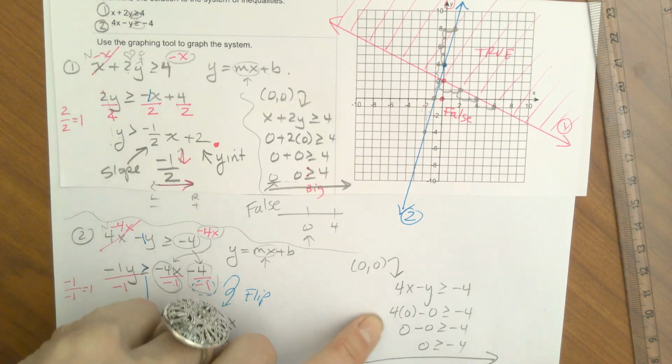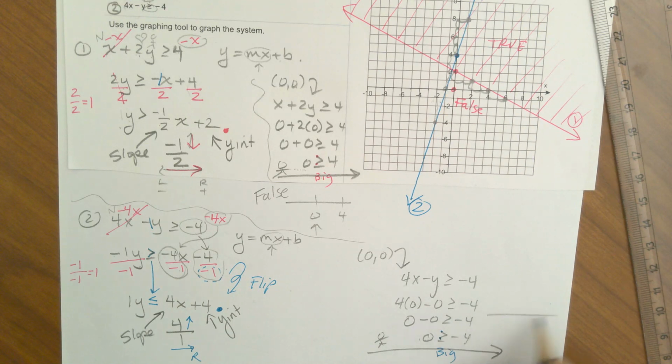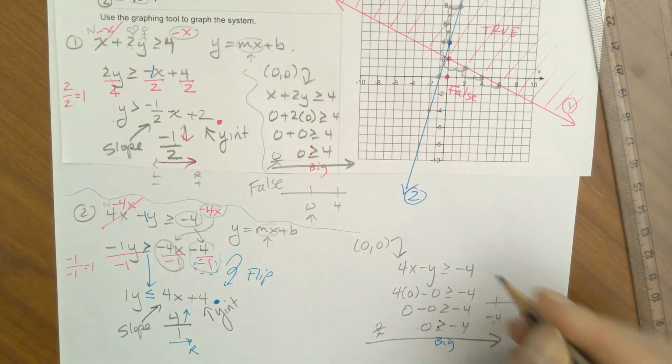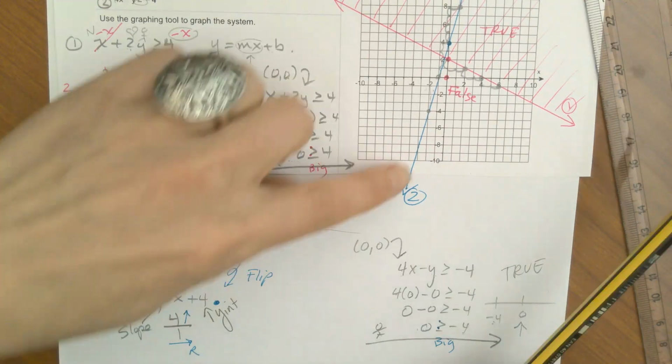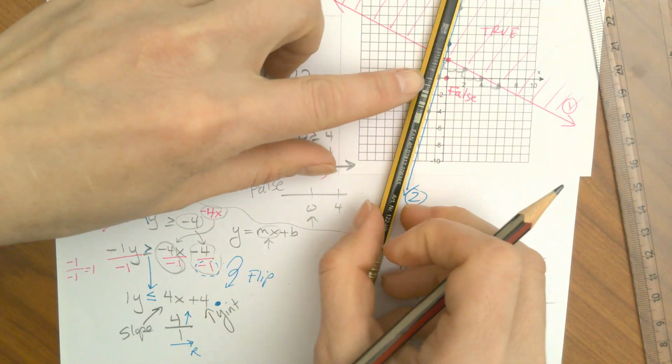So if I'm walking this way, this is me, I'm walking, and I hit the 0 first, and then I touch the big side of the sign. So I say 0 is bigger than negative 4. Is 0 bigger than negative 4? Yeah, that's true.